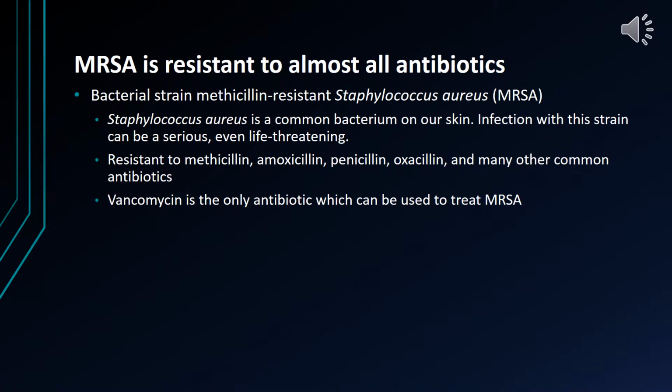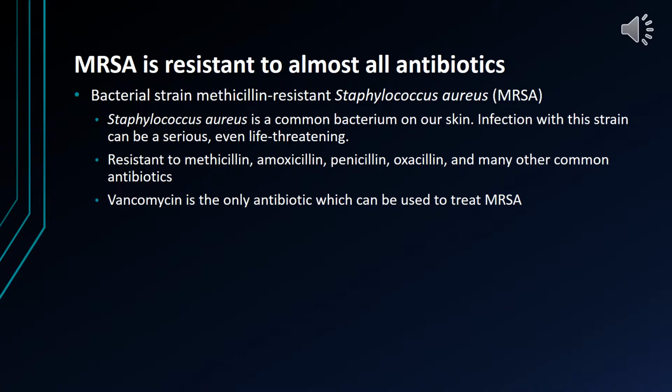One type of bacterial strain which is resistant to almost all types of antibiotics is methicillin-resistant Staphylococcus aureus, or MRSA. Typically, Staphylococcus aureus is a common bacterium on our skin, and this is just the non-resistant strain. However, infection with this strain can be serious or even life-threatening. Usually an infection must be initially caused by receiving a cut that the bacteria can get into.